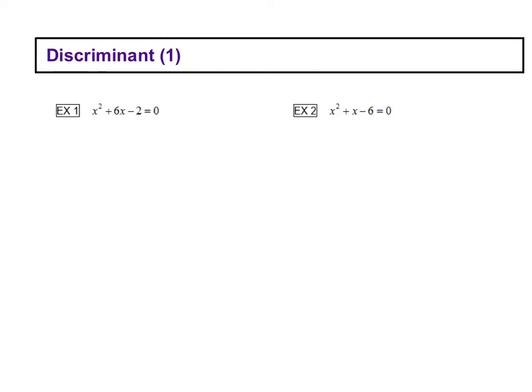Alright, so we just talked about the discriminant in the intro video, so let's go ahead and put all that to practice. The discriminant is the formula b squared minus 4ac. So that's the first thing we have to do, is figure out what b squared minus 4ac equals.